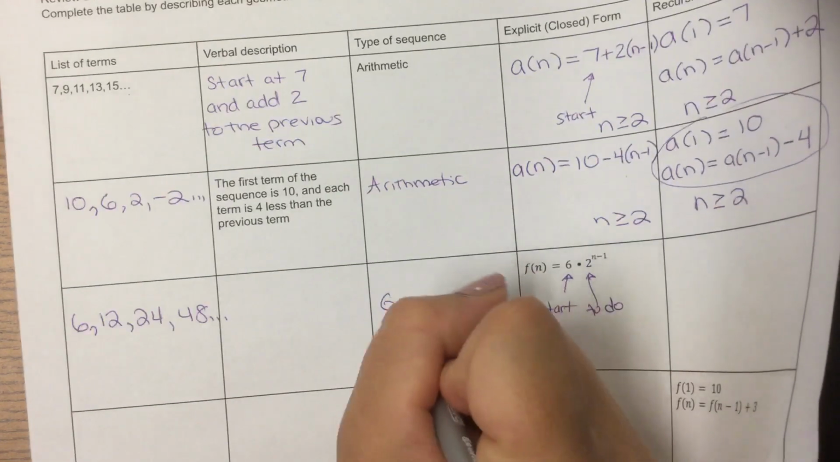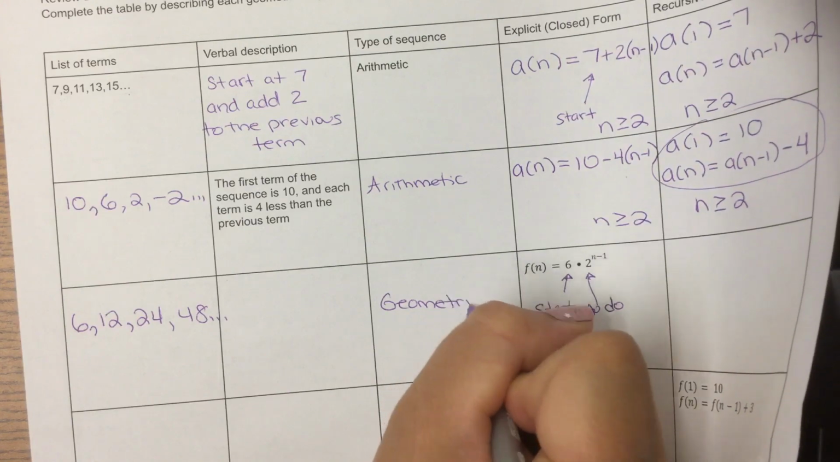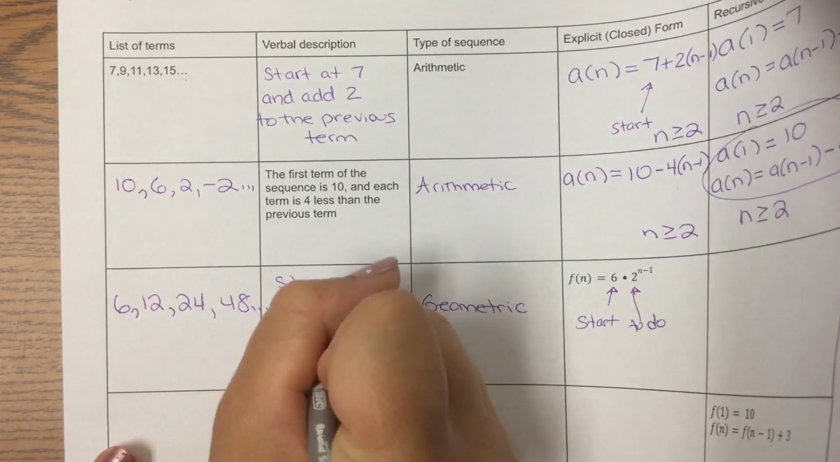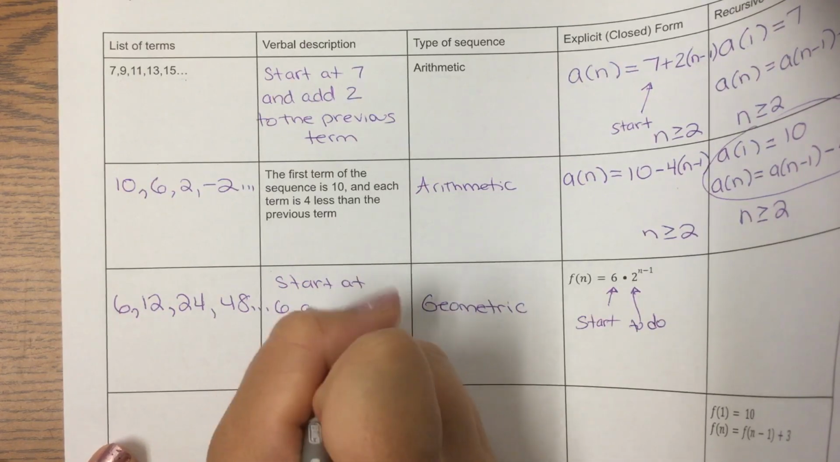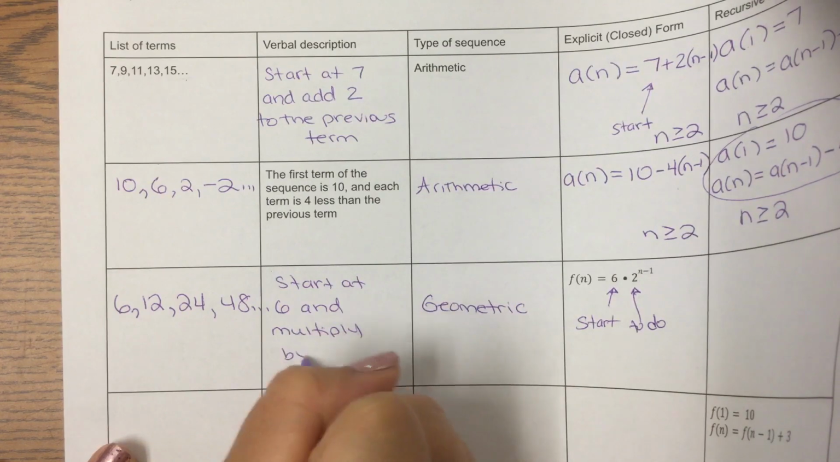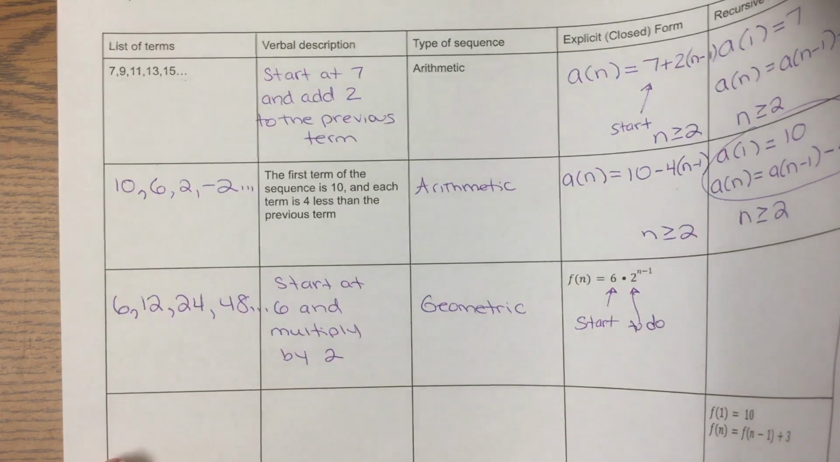Multiplying is a geometric sequence. And what am I doing verbally? So start at 6 and multiply by 2.